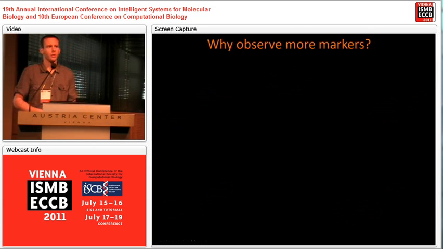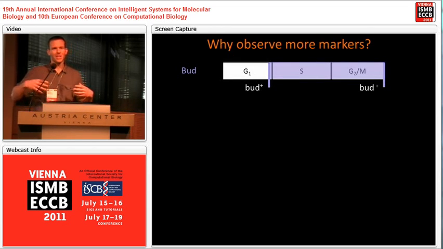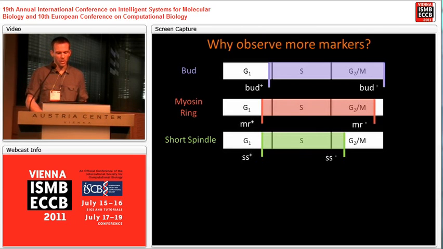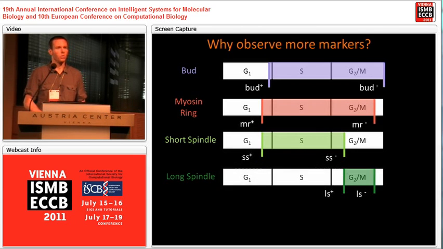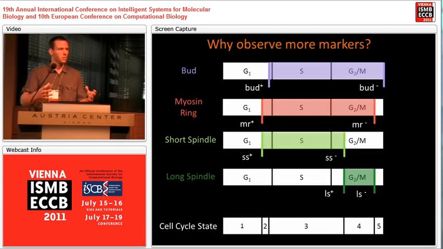Why would we want to do that? Why would we want to observe more markers? Well, if we just consider the bud, if we say we have a budded cell, that just tells us that it's not in G1. Doesn't really give us a whole lot of information. But if we start to incorporate these other markers, which have their own windows in which they're visible, we can start to break up the cell cycle timeline more finely and are then able to more precisely say where the cells are in the process. So this is a good thing.